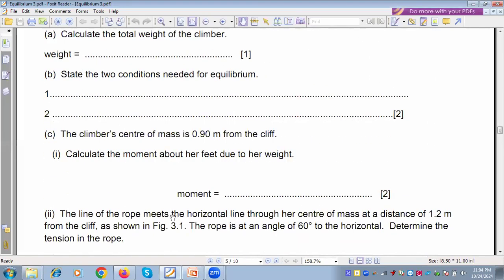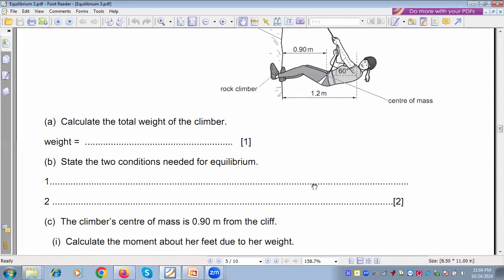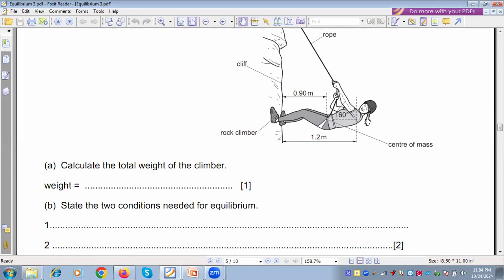Let us read the question. The line of the rope meets the horizontal line through her center of mass at a distance of 1.2 meter from the cliff. So this is the line where the rope is meeting. Okay, so the horizontal line is there. This is the point where the line of action of tension force in the rope is acting. So that distance is 1.2.